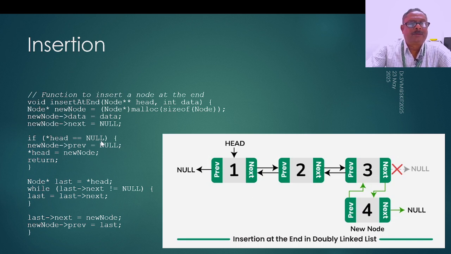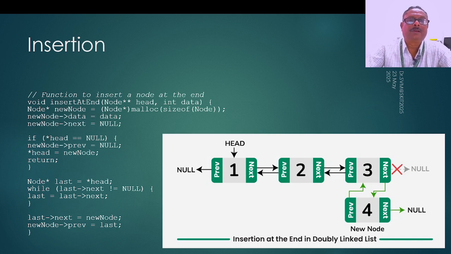if head is null, then that's going to be the new node, or the first node in the linked list. So previous is null, and then you call it a head. Otherwise, just go to the last node. So start from the head and keep moving till you reach the last node. Once we reach the last node, the last node's next is the new node, and the new node's previous is the last node. So that's how we can insert it.